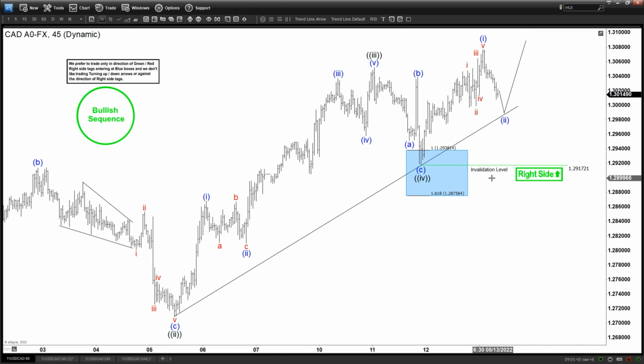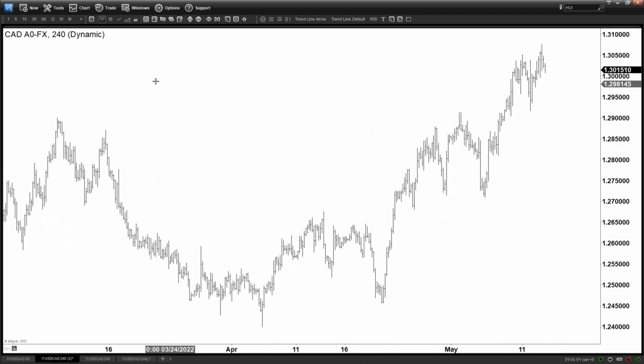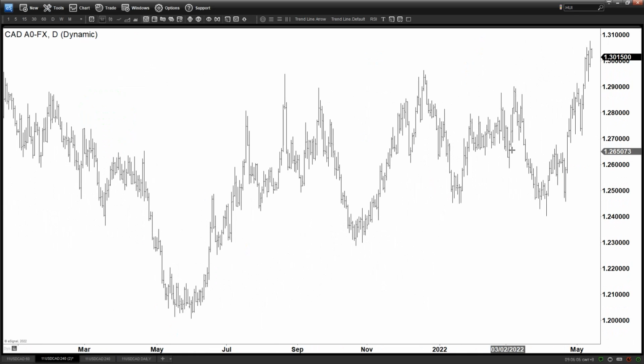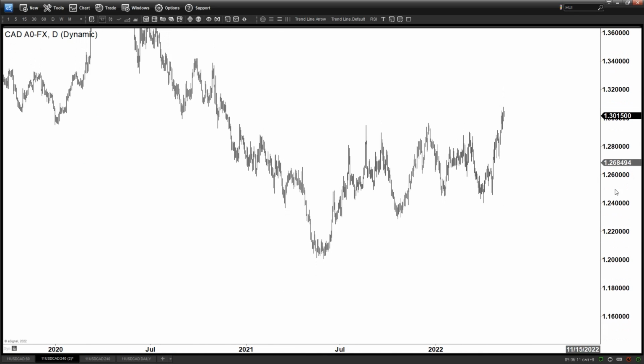Okay, now let's take a look at a couple of other options and also the larger perspective, right? People need to understand the larger perspective, the larger view, before they even go to all this lower time frame, right? So let me zoom out, first of all, in the daily.